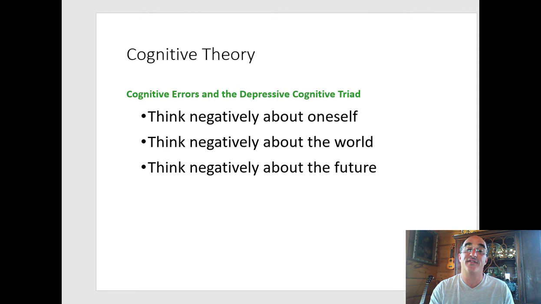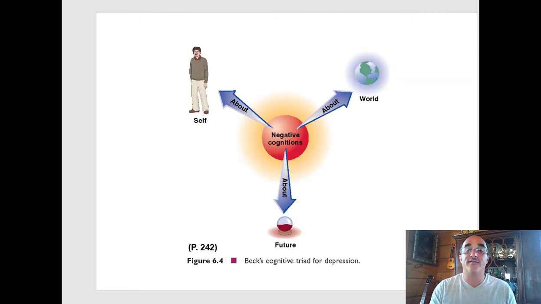So in terms of cognitive theory, cognitive errors and the depressive cognitive triad exist. You think negatively about oneself, about the world, and of course about the future, and you combine those things, you get a triad that is not very supportive and helpful in terms of your negative conditions. And so this is Beck's cognitive triad for depression. When you think negatively about yourself and the world and your future, then you will have a negative outcome and depression.